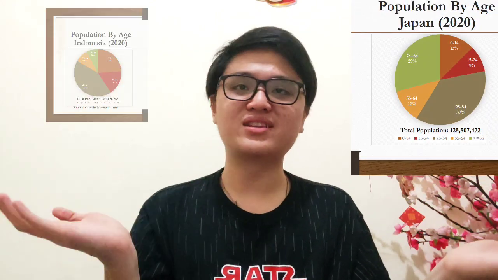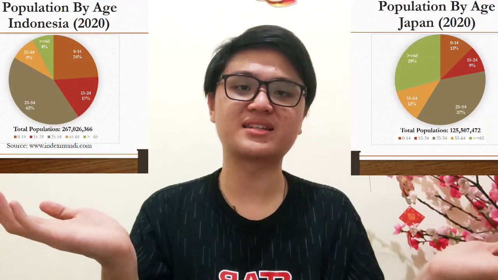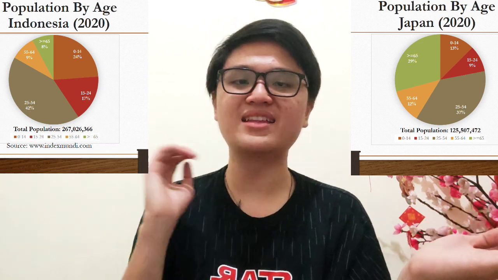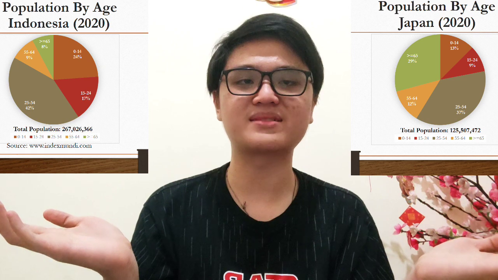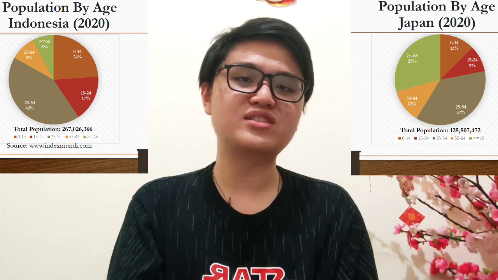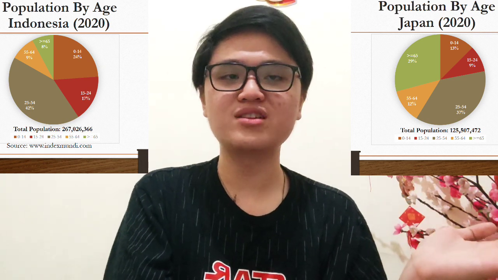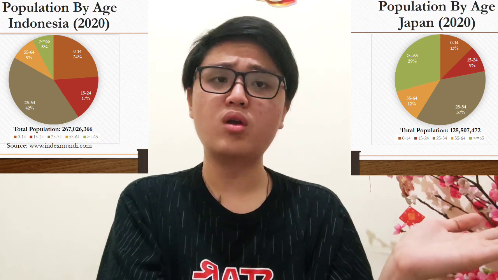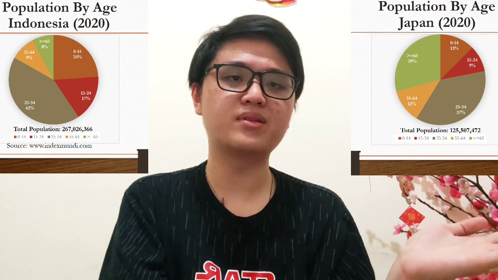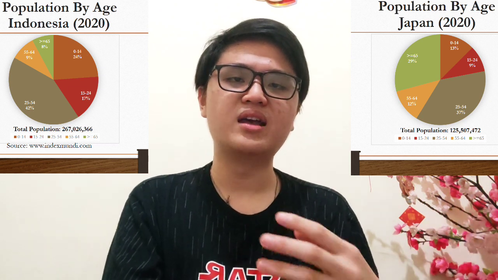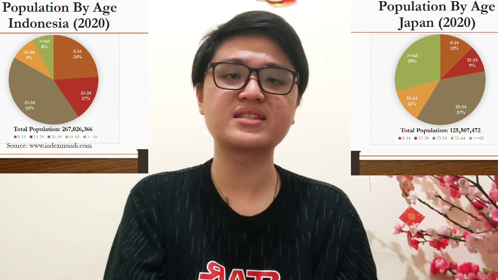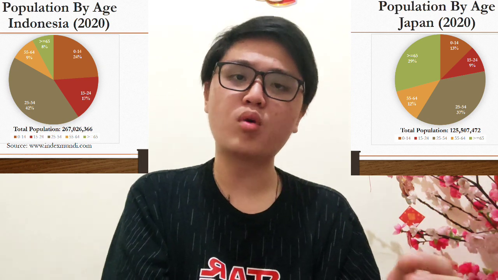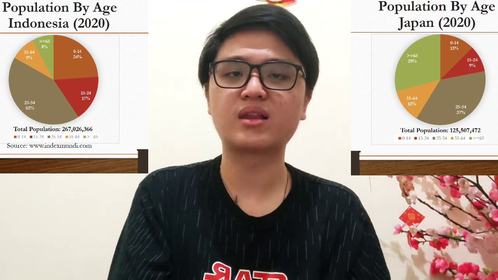In this slide, there are two pie charts. The first pie chart is the Japan pie chart, and the second pie chart is the Indonesia pie chart. Let's take a look at the Japan pie chart first. In the Japan pie chart, you can see that there are more old people than young people, where most of the people that live in Japan are aged around 25 years old until more than 65 years old.